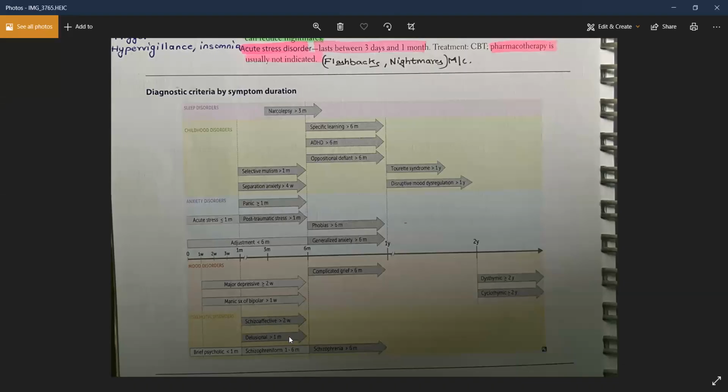Delusional disorder requires more than 1 week of history. Brief psychotic disorder is less than 1 month. Schizophrenia from less than 6 months. After 6 months, it will be schizophrenia. Complicated grief will be more than 6 months, or you can say more than 12 months, not the 6, but a 12-month history is important. Dysthymia is more than 2 years, cyclothymia more than 2 years.